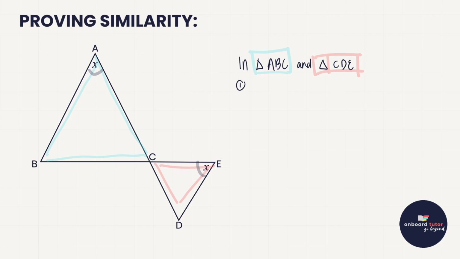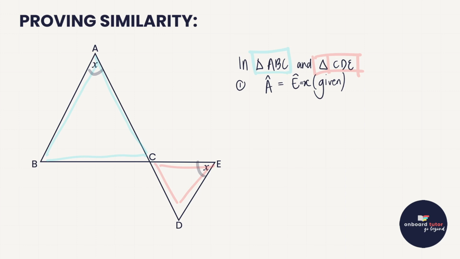So the first thing we're going to do is say in the blue triangle, angle A is equal to the angle E there in the red triangle. So angle A is equal to angle E, and that was just given to us. And we could even say equals x, I suppose. So we don't need to give too much of a reason there. They literally told us that.